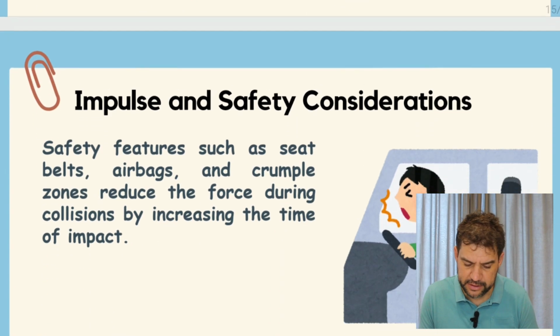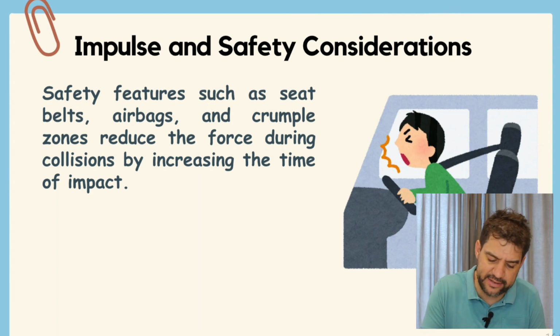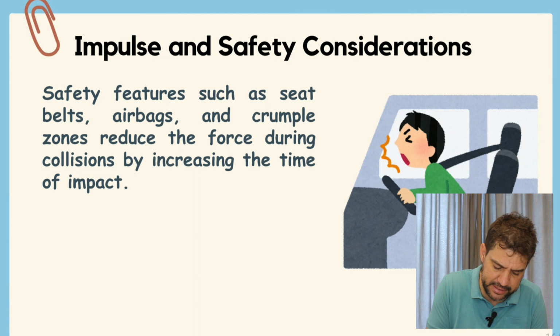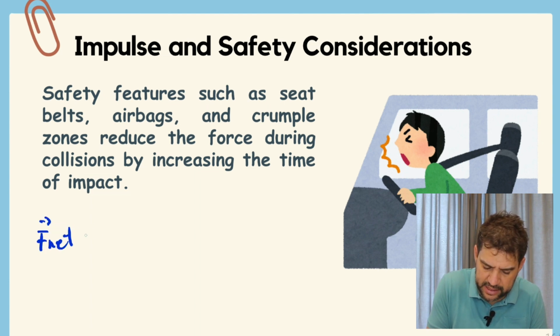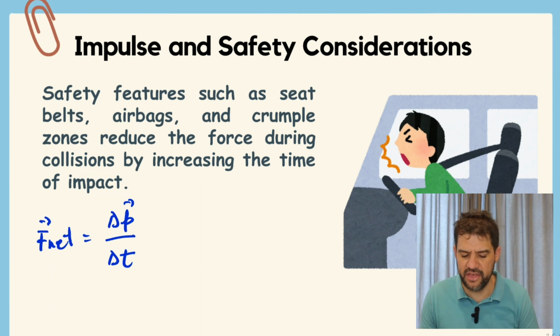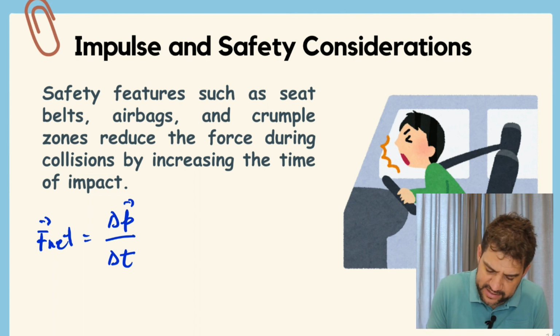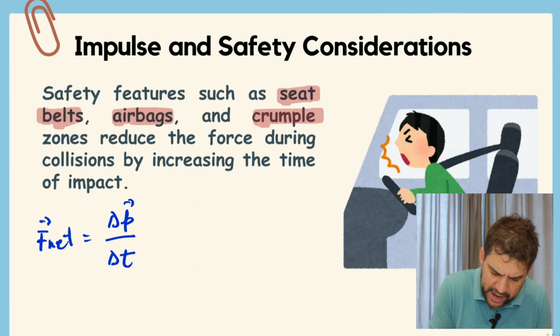And guys, to finish, let's speak about impulse and safety considerations. That is the point where I said to you we're going to speak about that one in a minute. From Newton's second law in terms of momentum, we're going to write it in this way: change in momentum divided by change in time, rate of change in momentum. Now, there are some safety features that exist due to this specific law. For instance, seat belts, airbags, crumple zones, and we have even more.